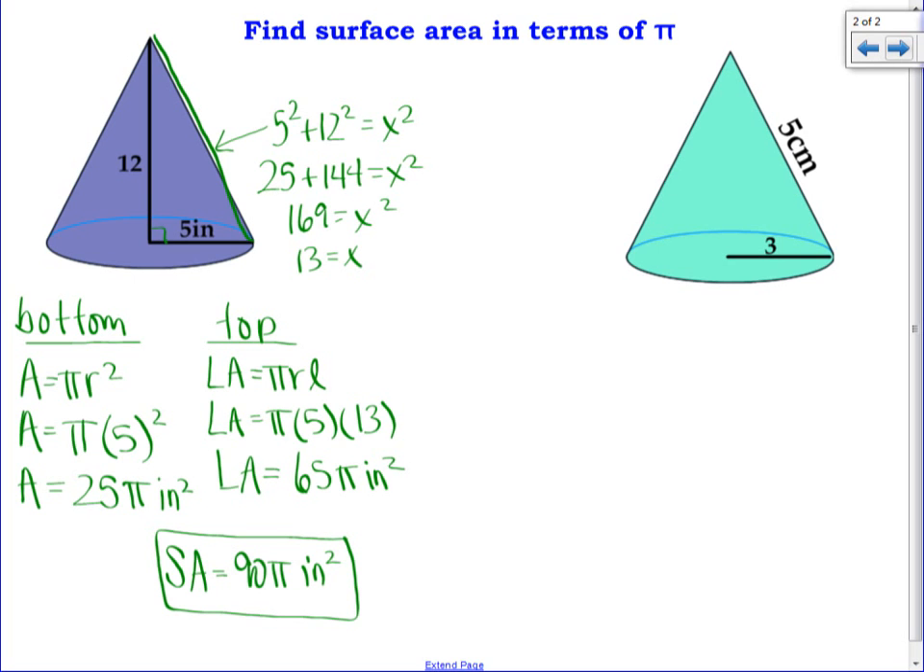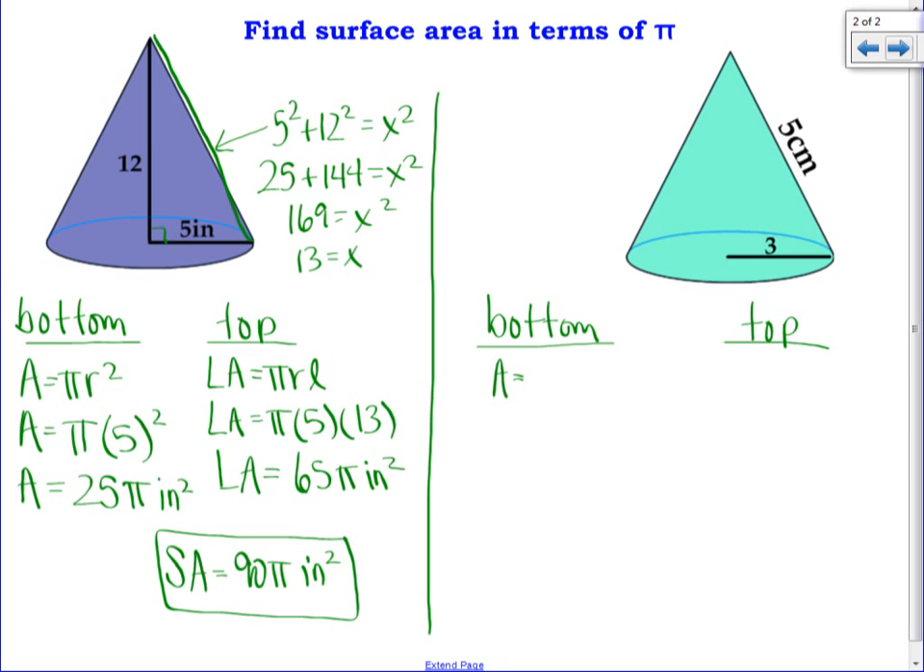Looking at the next one, do we have everything we need? Yes, we do. We don't have to do any Pythagorean theorem or side work to find any missing information. So we'll go ahead and find the area of the bottom, area of the top, then we can add them together. Same two formulas. The bottom is a circle on this one, and the top we use the new formula we just learned.